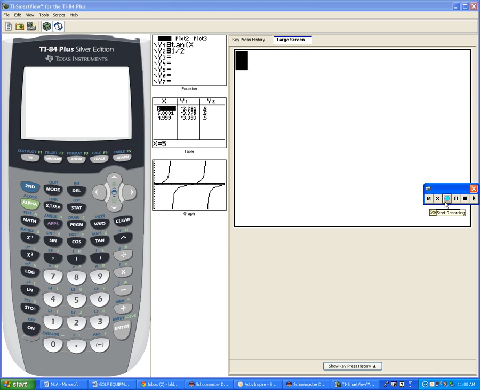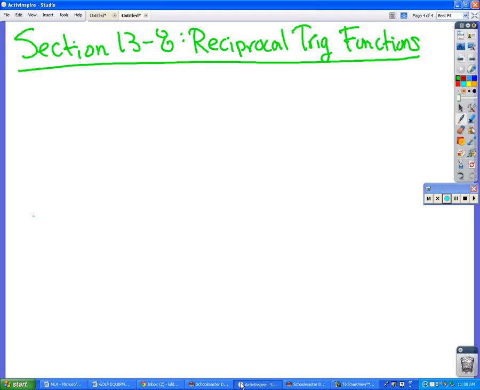We need to take a look at in this chapter is the reciprocal trig functions. They are cosecant, secant, and cotangent. And people that invented math are super, super annoying.